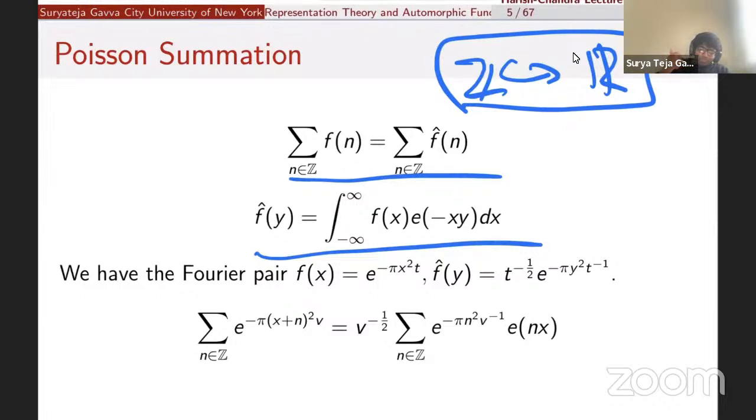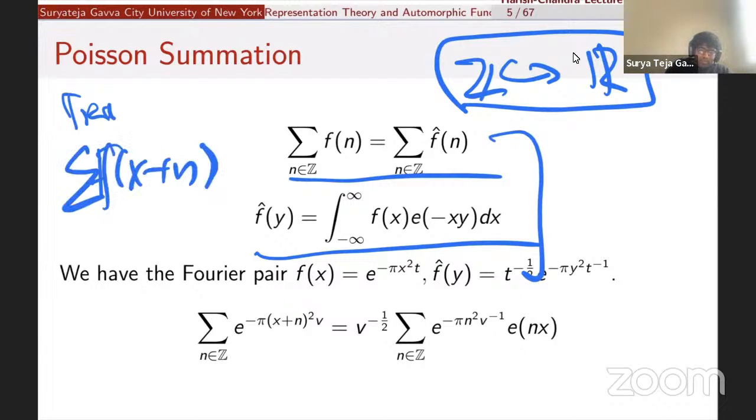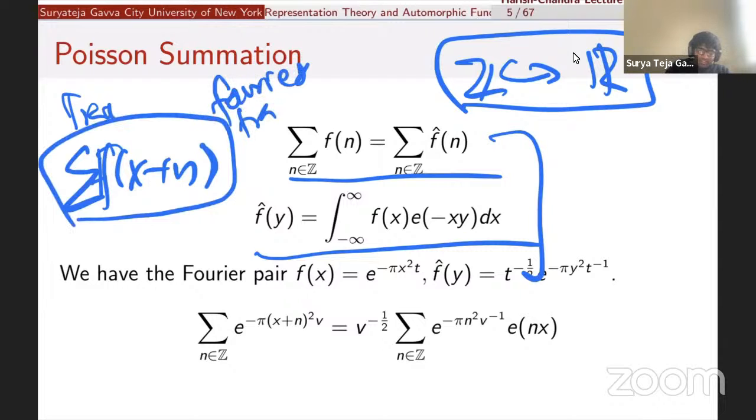Okay, so this is easy to prove. You compute the trace of certain functions. It's not hard to prove. It's just some kind of trace calculation, or just consider the sum of f of x plus n and compute the Fourier transform of this. You can easily see this identity. Okay, so why is this helpful?